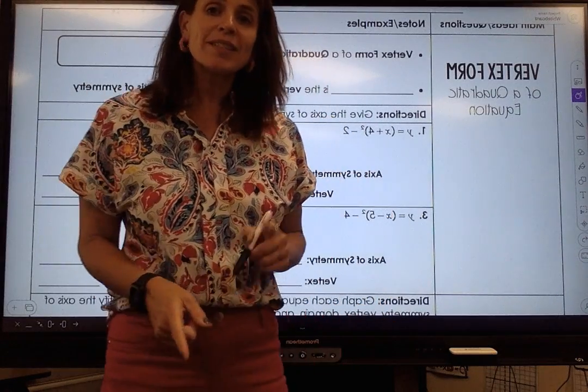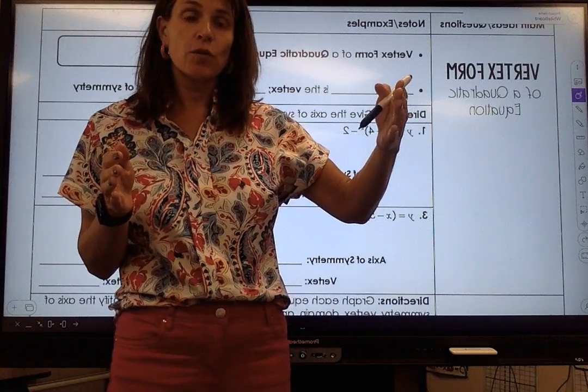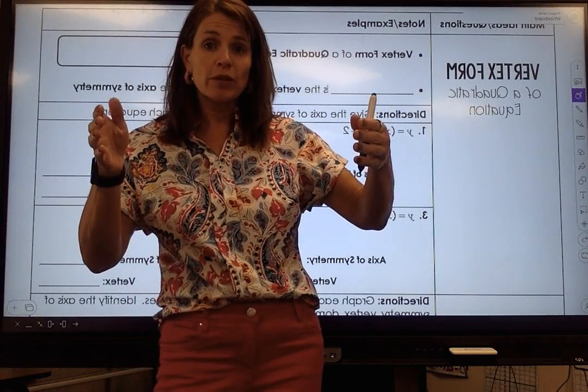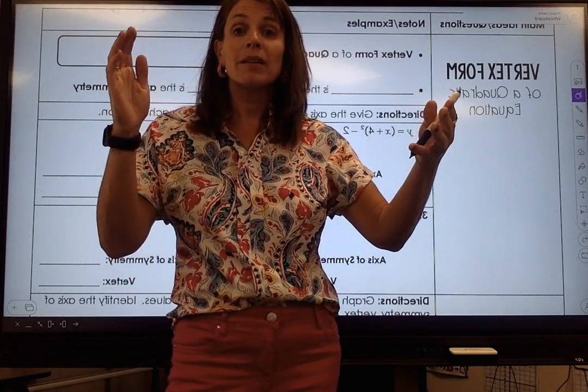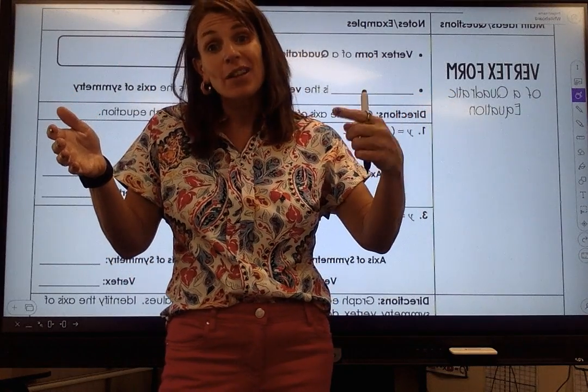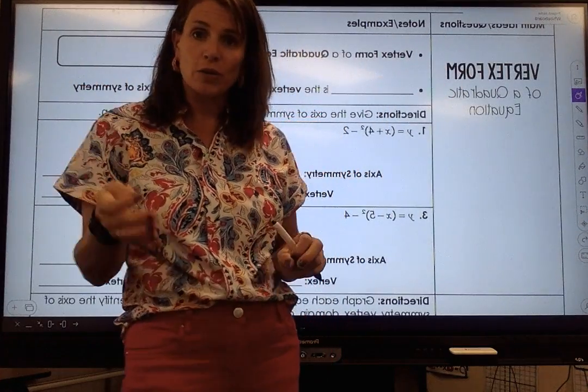Okay, so just like when we did graphing lines, we had standard form and then we had slope-intercept form. Standard form, not so easy to graph, but slope-intercept form, you just find the slope, you find your beginning point, you graph, and it was easy. Same thing with quadratic equations.